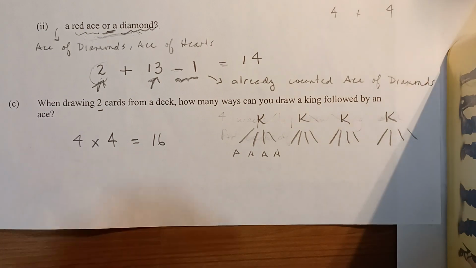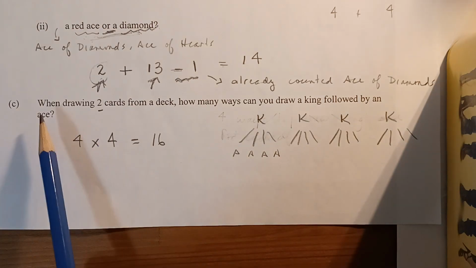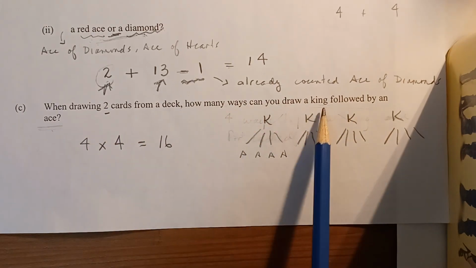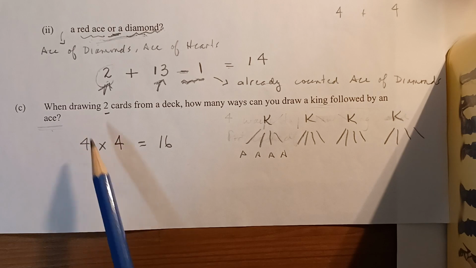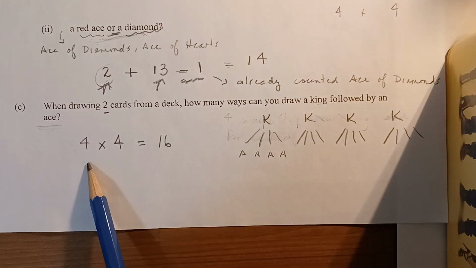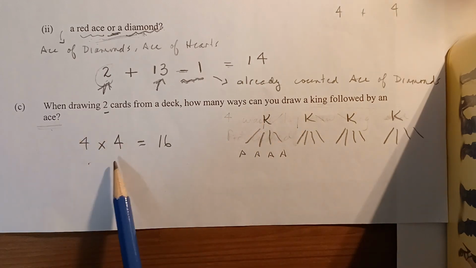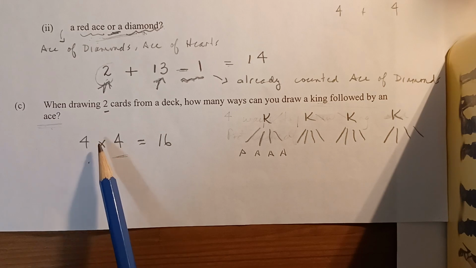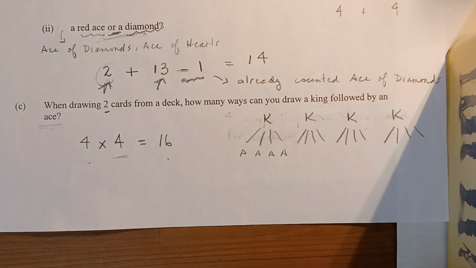Here's another question. When drawing 2 cards from a deck, how many ways can you draw a king followed by an ace? We're drawing a king and an ace, so there's an and implied there because we're doing both. The number of choices for drawing a king is 4, since there are 4 kings in the deck. The number of choices for drawing an ace is 4, because there are 4 aces in the deck. We said and, we're drawing both of those, so we're multiplying.